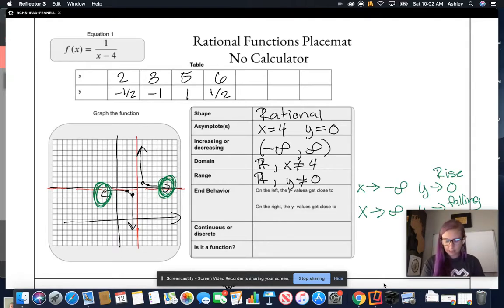We already discussed this, but this is going to be discrete because of those asymptotes. Two asymptotes definitely break this in a way that we need to pick up our pen to draw it. Is it a function? Yes. For every input, there is one and only one output.